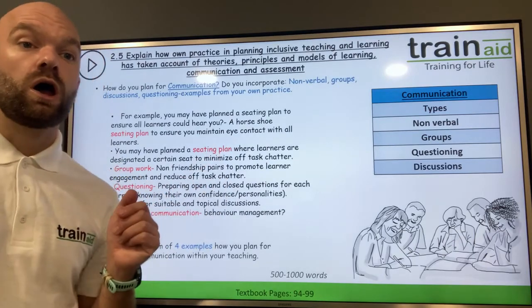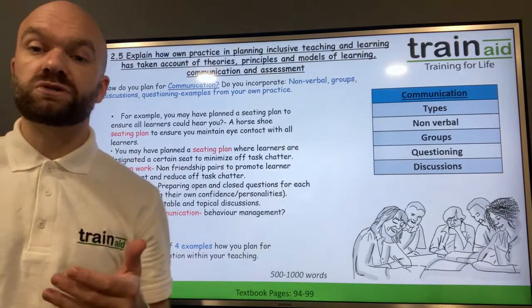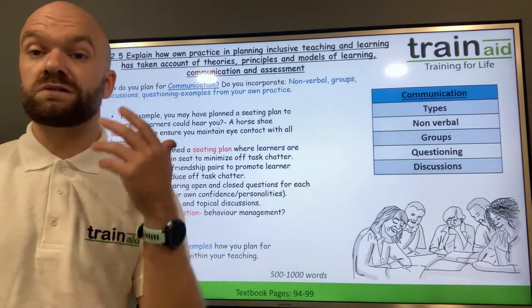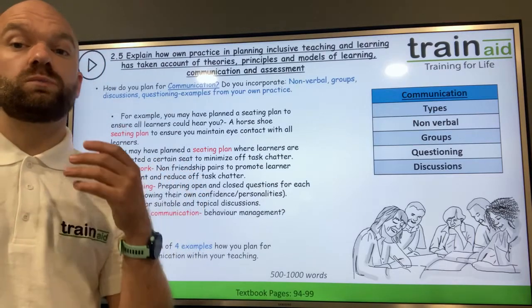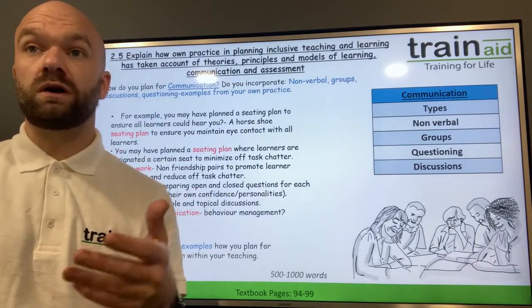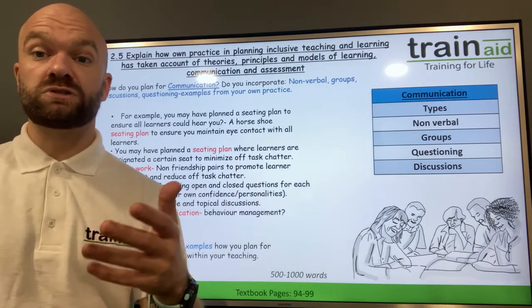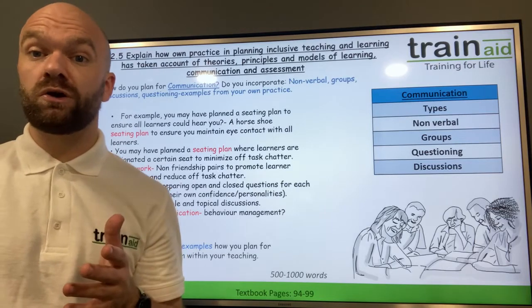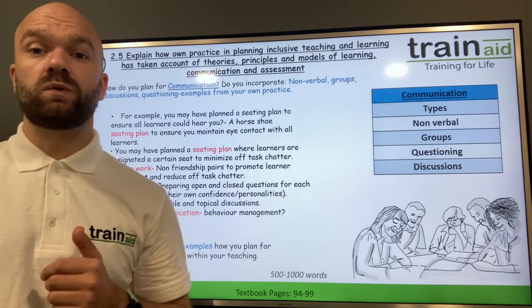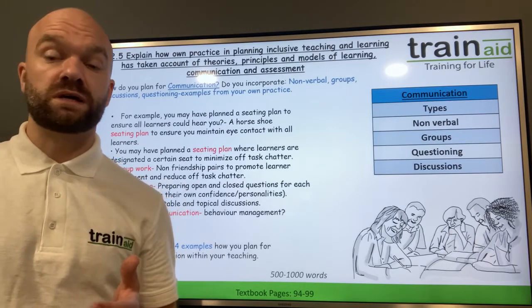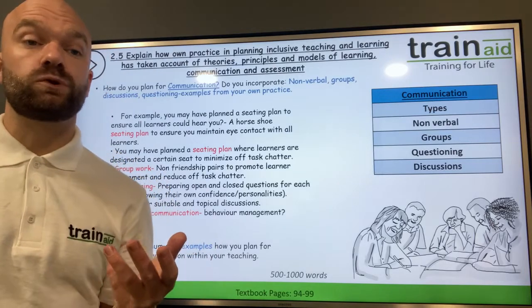So the first one, okay, could be a seating plan. Within a classroom, you might have organised a seating plan to ensure effective communication here. So it could be that you organise a horseshoe seating plan to ensure that you can see all of your learners and that you are discussing key topics with your learners, that everyone can hear you, for example. So perhaps you could mention your seating plan, for example.